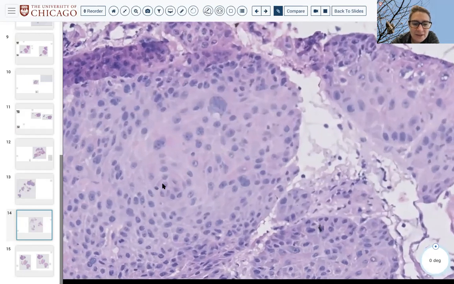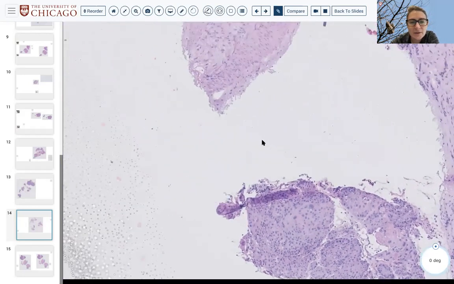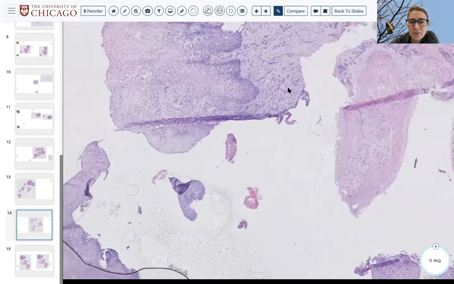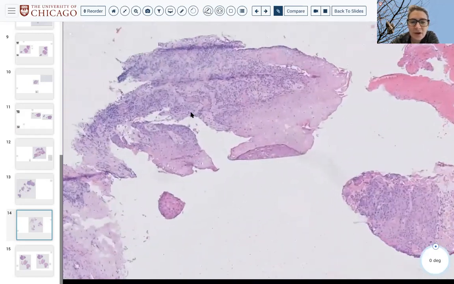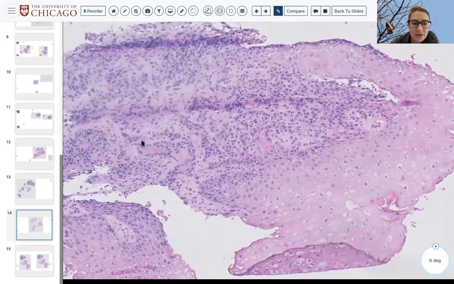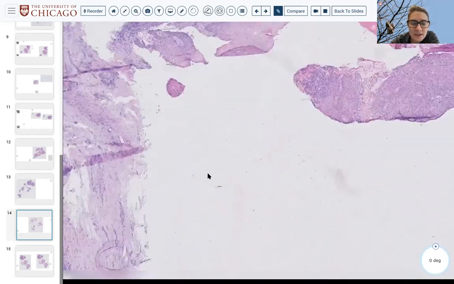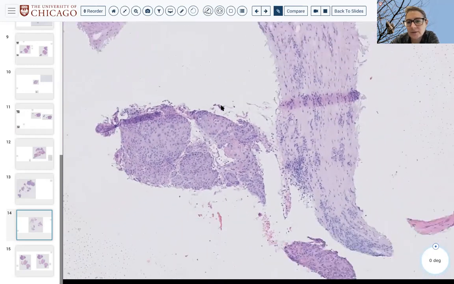pleomorphic, giant nucleus, mitoses. Again, so what's your diagnosis here? Squamous cell carcinoma. Squamous cell carcinoma, right? So if they're not asking you to hem and haw about invasion versus non-invasion, oh, look, there it's probably invasive. If you see this fragmented thing, just call it carcinoma and move on.